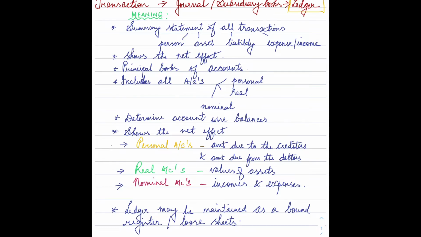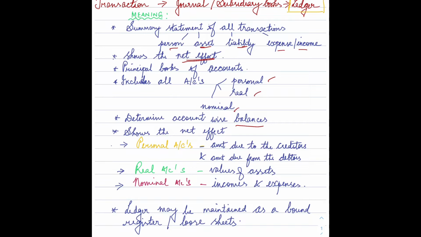It could be a person, or it could be an asset, liability, expense or income. And what does it show? The net effect. So what will be the value of each of these at the end of a term? That's what we mean by net effect. It is also called the principal books of accounts, and it includes all the three accounts, namely personal, real and nominal. These will be prepared account-wise, so that we are able to know the balance with the help of the preparation of ledger.